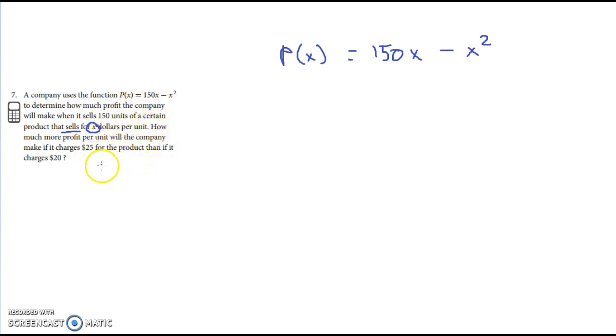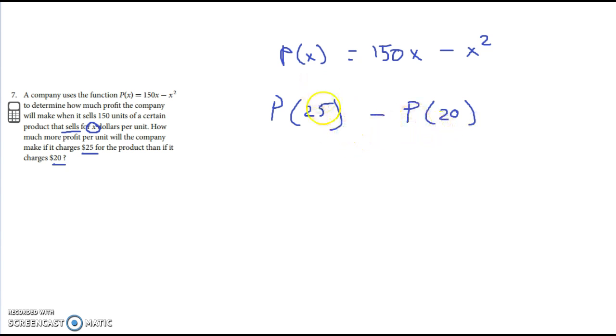Okay, so then the question is, how much will the company make if it charges 25 for the product versus charging 20? Let's think about what these numbers mean. The 25 represents the selling price, so that's the x, right? So it's essentially asking, how much more would I make if our p function has a value of 25 versus, if you think about it, how much more, that would be subtraction, right? Hopefully that makes sense. How much more it would make versus if our p function has a value of 20.